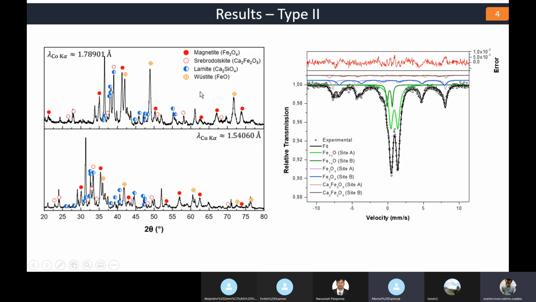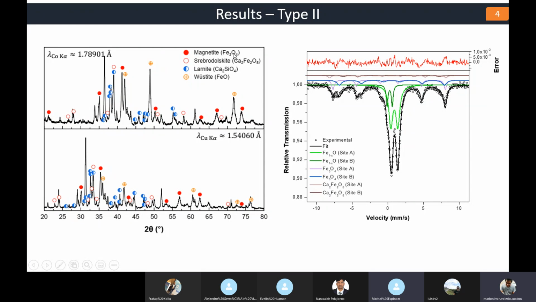magnetite and other phases, including wüstite, were identified. In this case, at room temperature, non-stoichiometric wüstite is shown by the presence of these two doublets, site A and site B in green here. And we identified magnetite as one of the phases present in this sample too.